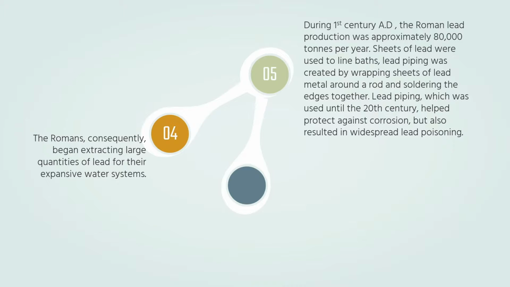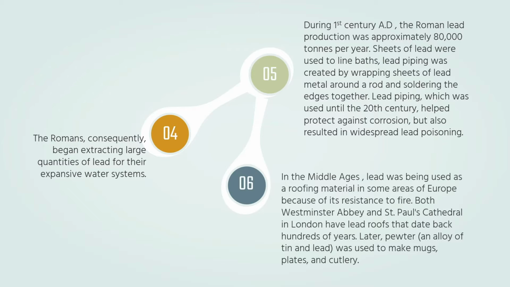During the 1st century AD, Roman lead production was approximately 80,000 tons per year. Sheets of lead were used to line baths. Lead pipes were created by wrapping sheets of lead metal around a rod and soldering the edges together. Lead piping, which was used until the 20th century, helped protect against corrosion, but also resulted in widespread lead poisoning.